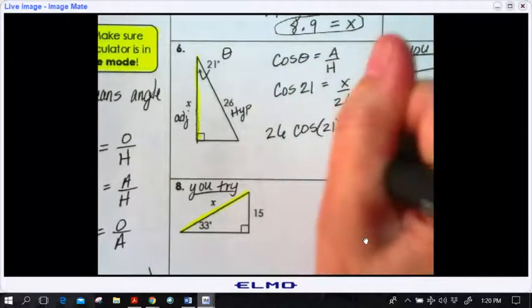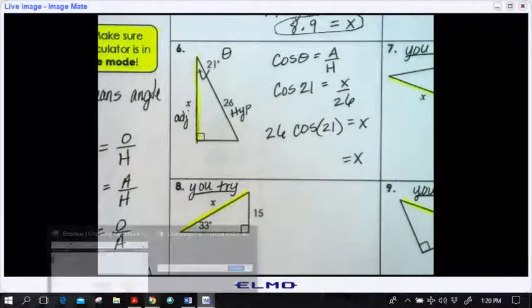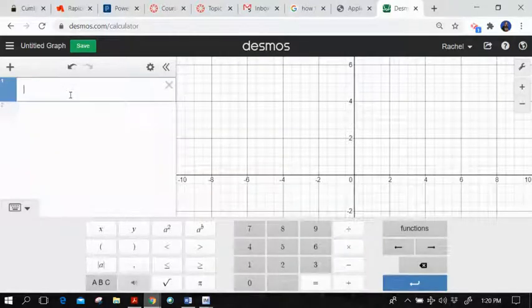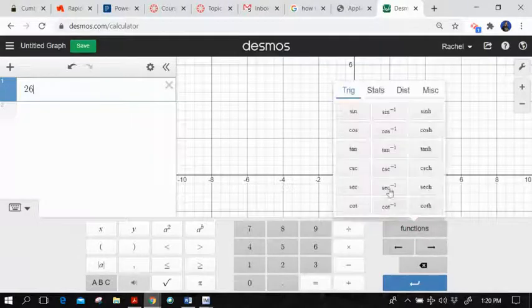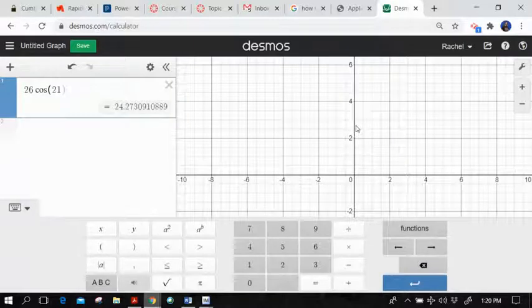And then let's go ahead and go to our Desmos calculator, and we're going to type this in. 26 cosine, click on functions, choose cosine of 21. And my answer is 24 point, I'm going to round this 2 up to 3 because that 7 is greater than 5. So 24.3.